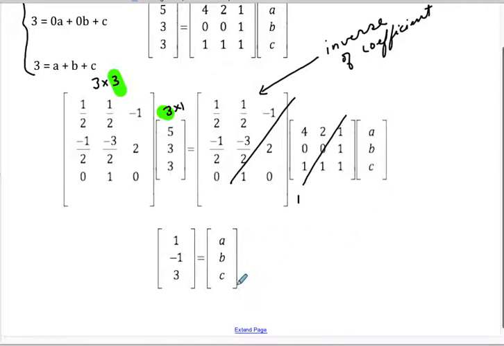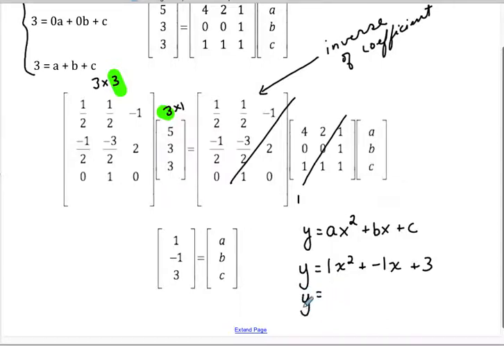is equal to ABC. Which means that in my standard form of a quadratic equation where y equals ax squared plus bx plus c, I now have the three coefficients. I know that y is equal to 1 x squared plus negative 1x plus 3, or the way I would really write it would be y is equal to x squared minus x plus 3. And that is the standard form of the equation with those 3 points.